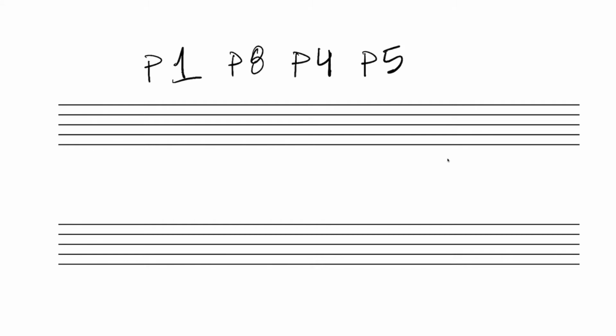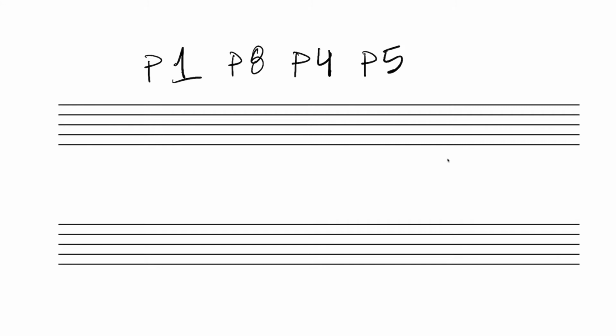For example, the unison has a ratio of 1 to 1. It's the same note. The perfect octave has a ratio of 2 to 1, meaning the higher note has double the frequency of the lower note. The perfect fifth has a ratio of 3 to 2, and the perfect fourth has a ratio of 4 to 3. Now, you don't need to know all that or remember all of that.